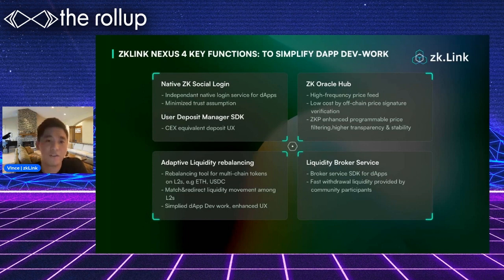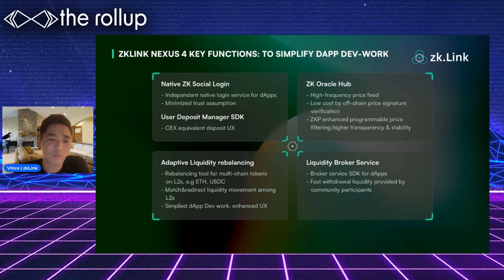There are 4 key functions that we want to highlight. These 4 different functions we consider to be very important and helpful for dApp builders to simplify and facilitate the dev work. The first one is native ZK social login. Why is it important? It comes with account abstraction, of course, and with this function, dApp builders will be able to build product features that allow their users to log on to their platform with their social accounts, with an email account, for example.